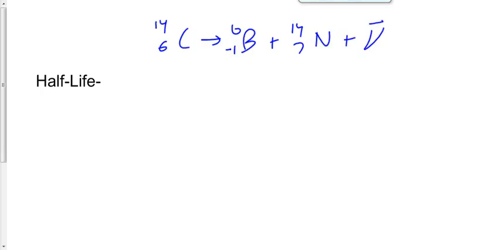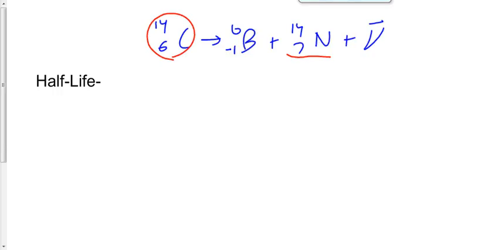After one half-life, we're only going to have half of the carbon-14 left. So in other words, after one half-life, if we start with a kilogram of carbon-14, then we're going to have only 500 grams of carbon-14 left. Now, that doesn't mean it's gone, because we still have nitrogen-14, right? We still have a kilogram of stuff. It's just that we have only 500 grams of carbon-14.